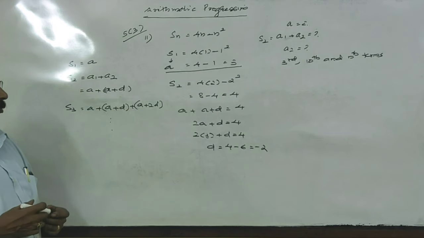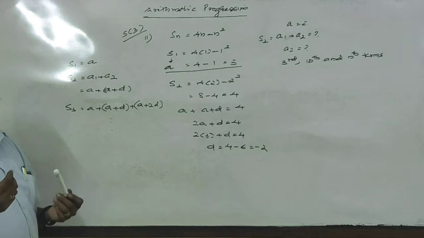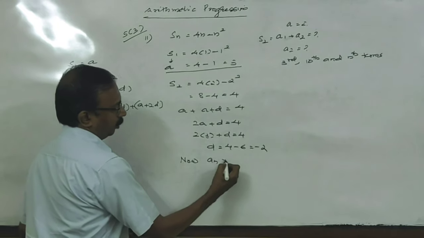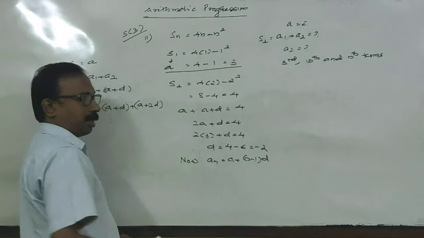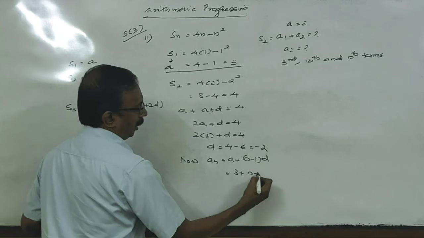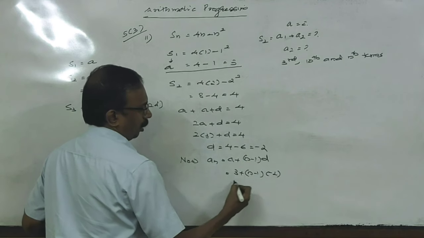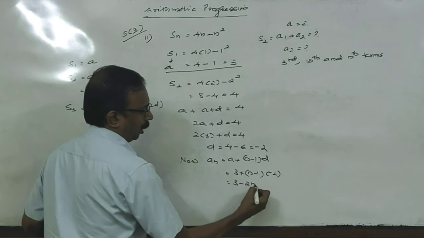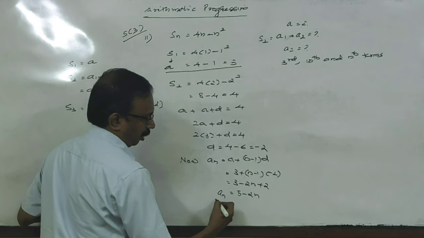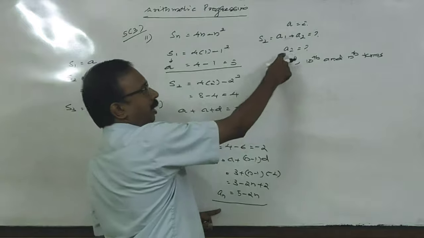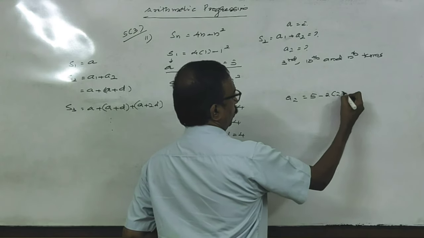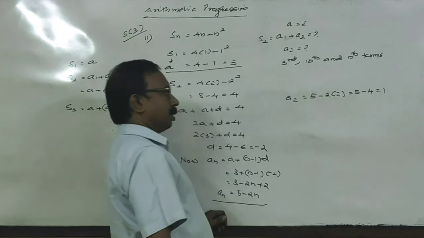Now an is equal to a plus (n minus 1) into d, that is 3 plus (n minus 1) into minus 2, that is 3 minus 2n plus 2, that is 5 minus 2n. This is an. Now put n equal to 2: a2 is 5 minus 2 into 2, that is 5 minus 4, equal to 1. This is a2.